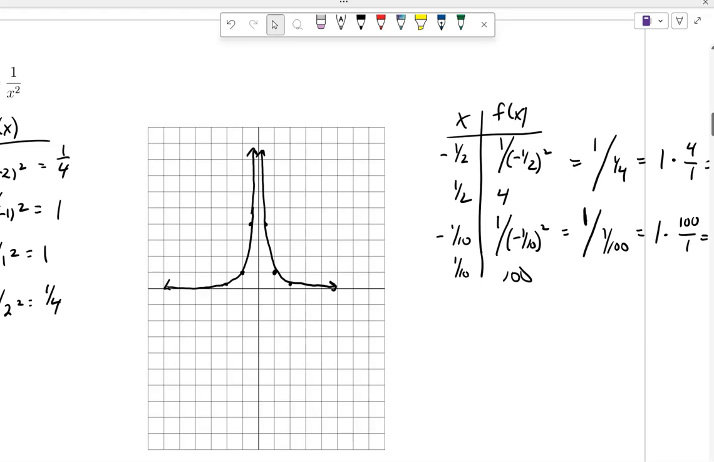So notice that 0 we said was a domain problem, right? Trying to divide by 0. Notice we get this graph shooting up when we try to get really, really close to 0. We refer to this as a vertical asymptote.